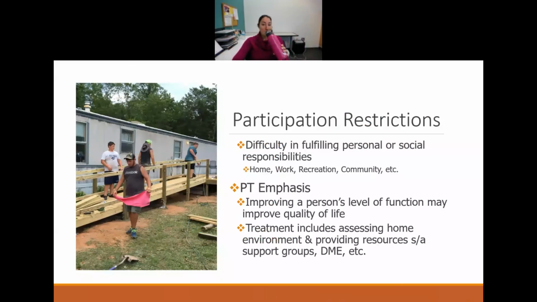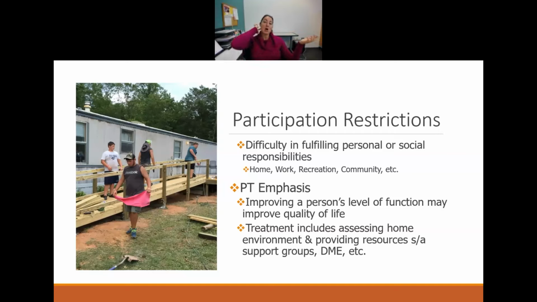Participation restrictions. This is difficulty fulfilling personal or social responsibilities. This could be at home, at work, or in the community, at recreation activities, anything like that. If we improve their function, we improve their quality of life. And some of our assessments can include home environment assessments and providing resources like support groups. DME is durable medical equipment, providing equipment that helps them be more independent, all those types of things.